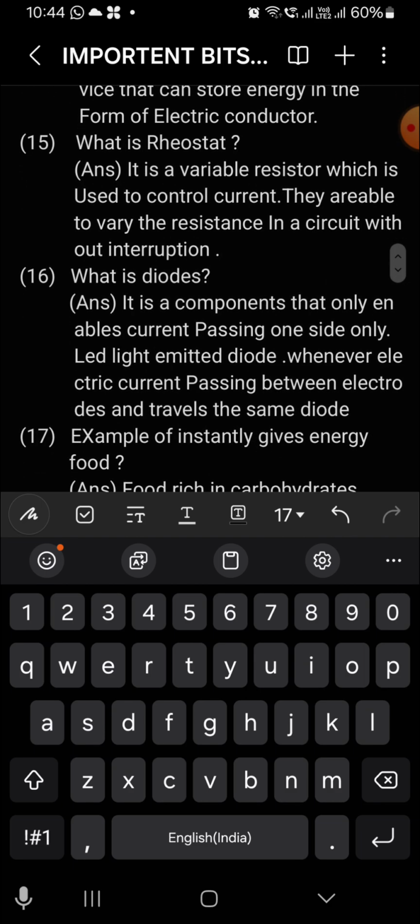What is meant by a rheostat? It is a variable resistance which is used to control current. It is able to vary the resistance in a circuit without interruption.